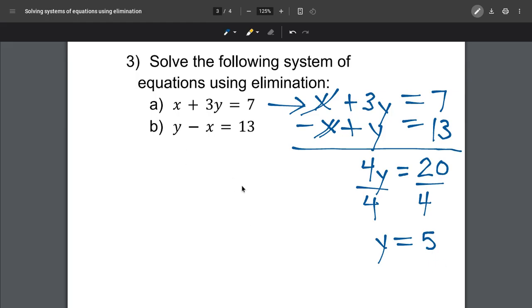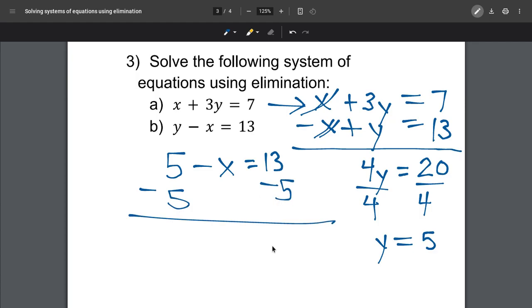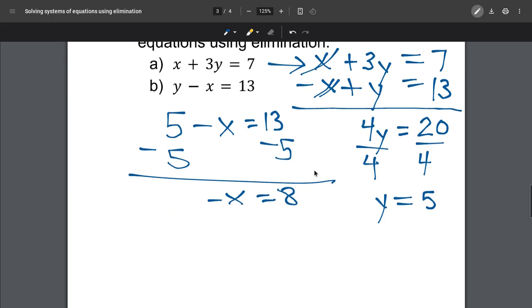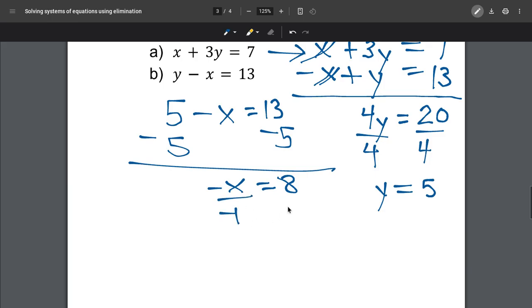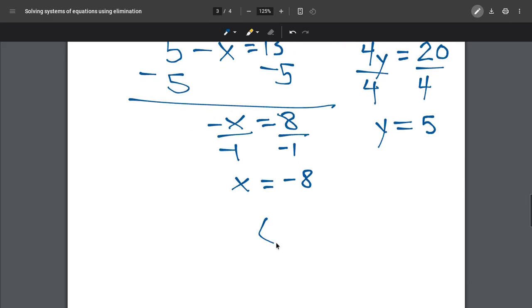Okay, so we can plug that y value back into here. Okay, so we're going to say 5 minus x equals 13. So we're going to subtract 5 from both sides. So negative x is going to equal 8. We divide both sides by negative 1. We get x equals negative 8. And our solution is going to be negative 8, 5.